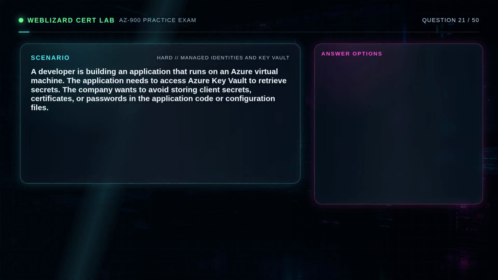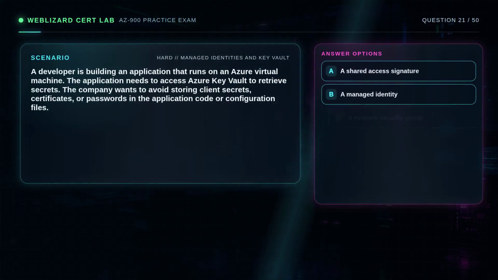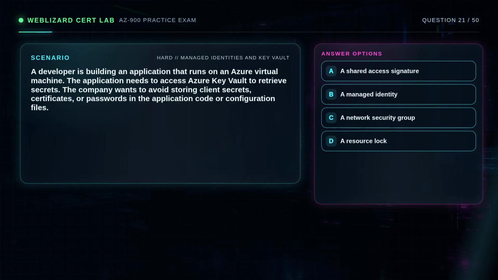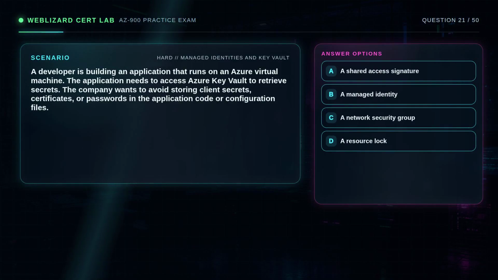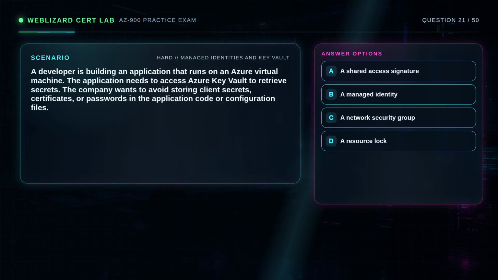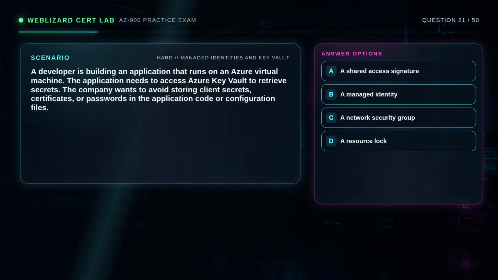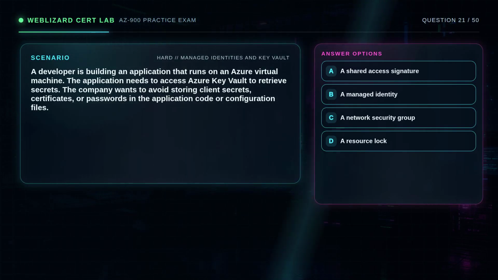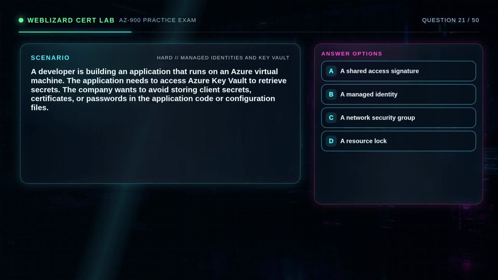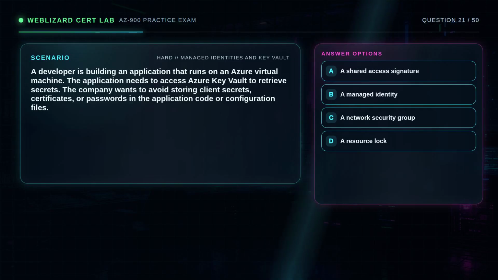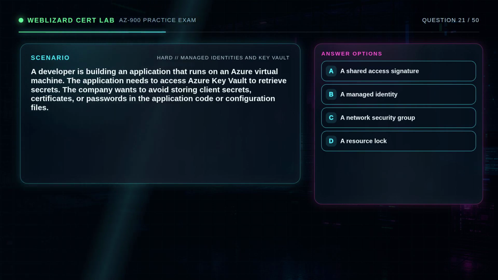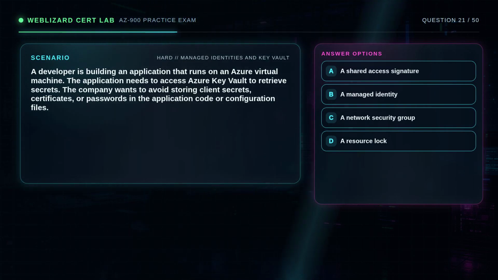Question 21. A developer is building an application that runs on an Azure virtual machine. The application needs to access Azure Key Vault to retrieve secrets. The company wants to avoid storing client secrets, certificates, or passwords in the application code or configuration files. A. A shared access signature. B. A managed identity. C. A network security group. D. A resource lock.